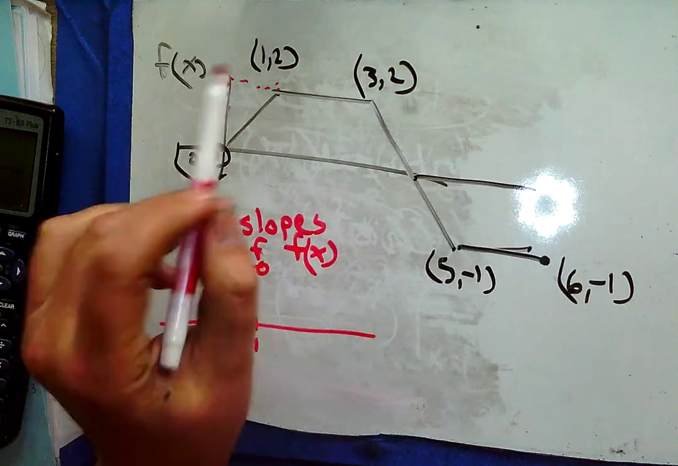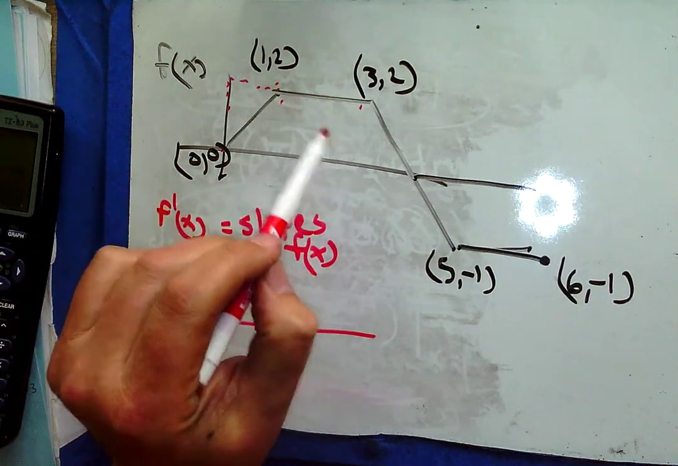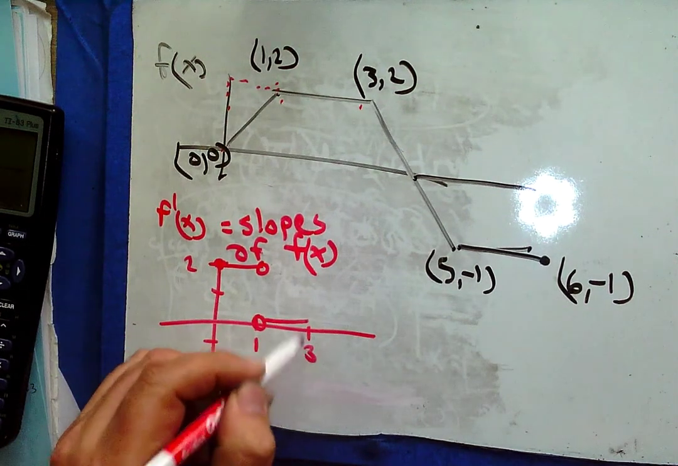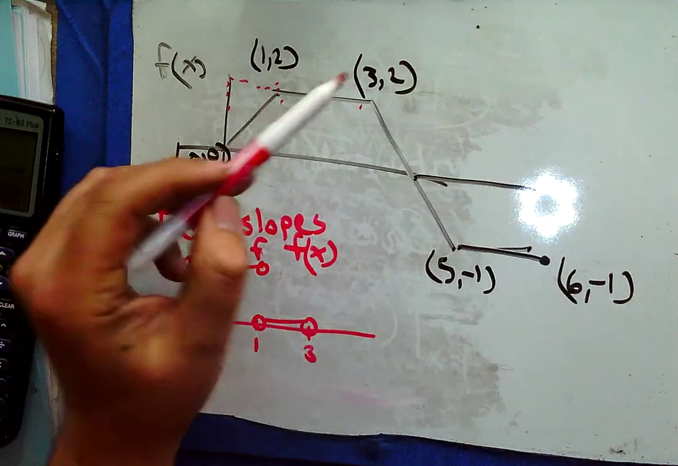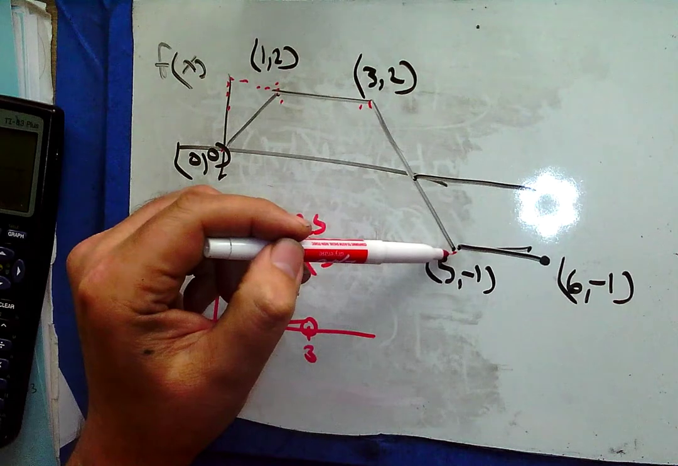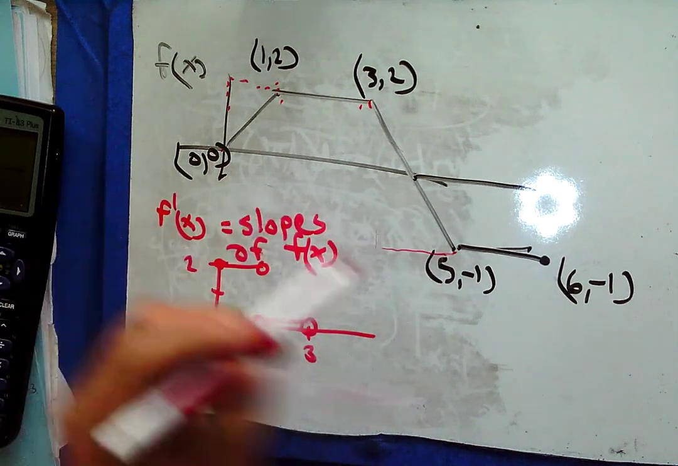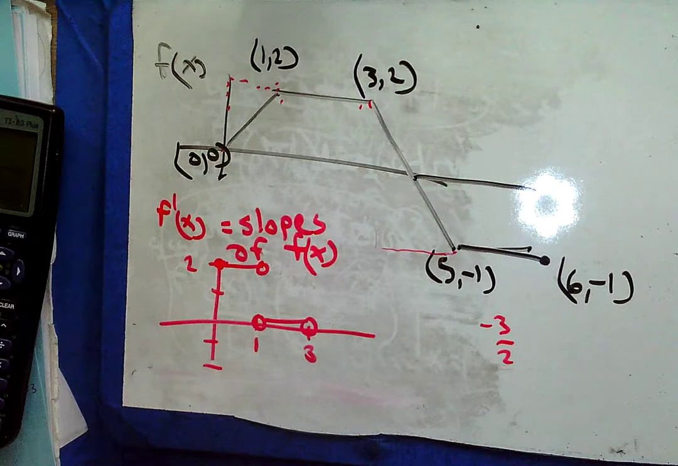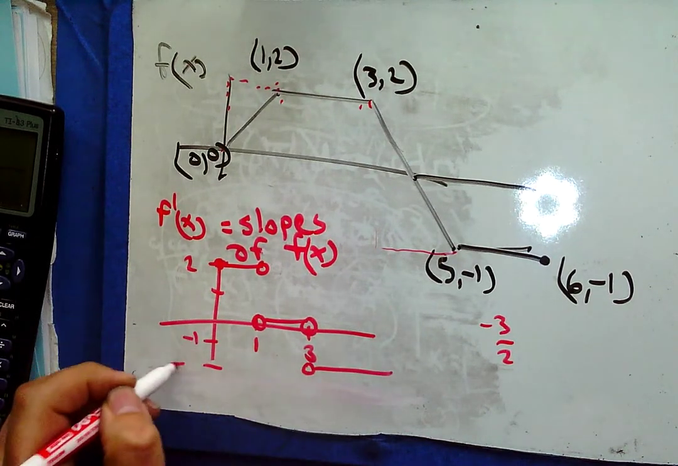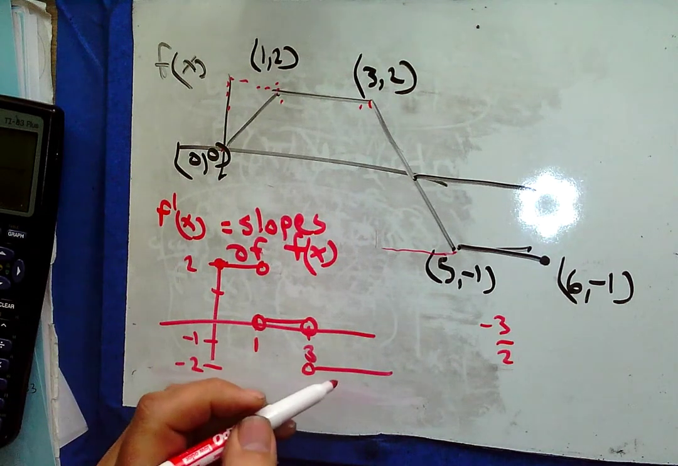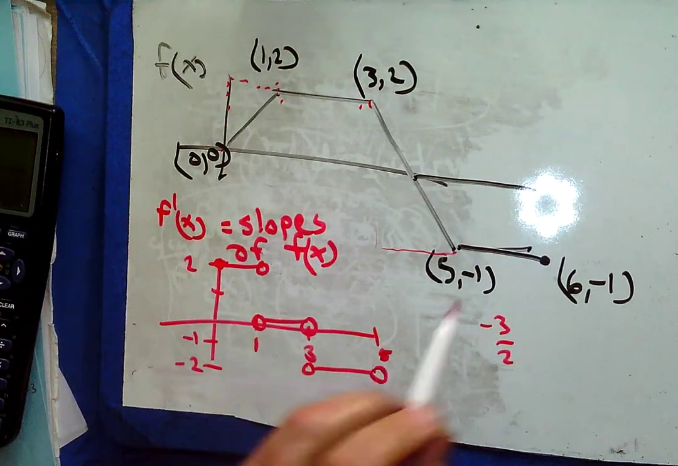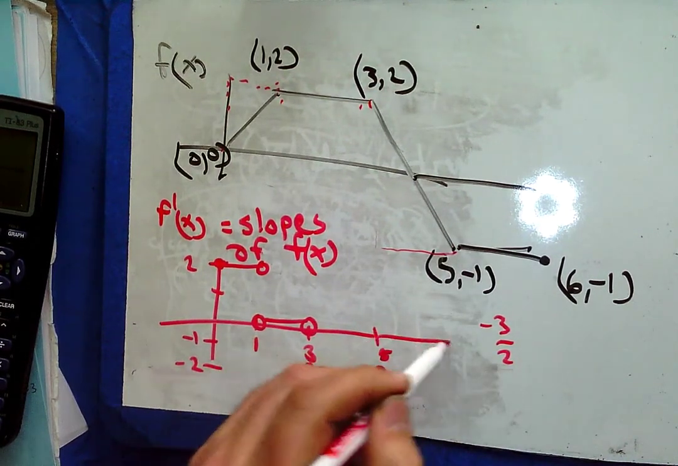Okay, and then what's my slope from 1 to 3? From 1 to 3, I have a slope of 0. And then from 3 to 5, well, it looks like I go down 3 and over 2. Down 3 and over 2. So negative 1.5. And then that goes until 5. And then from 5 to 6, I have a slope of 0 again.